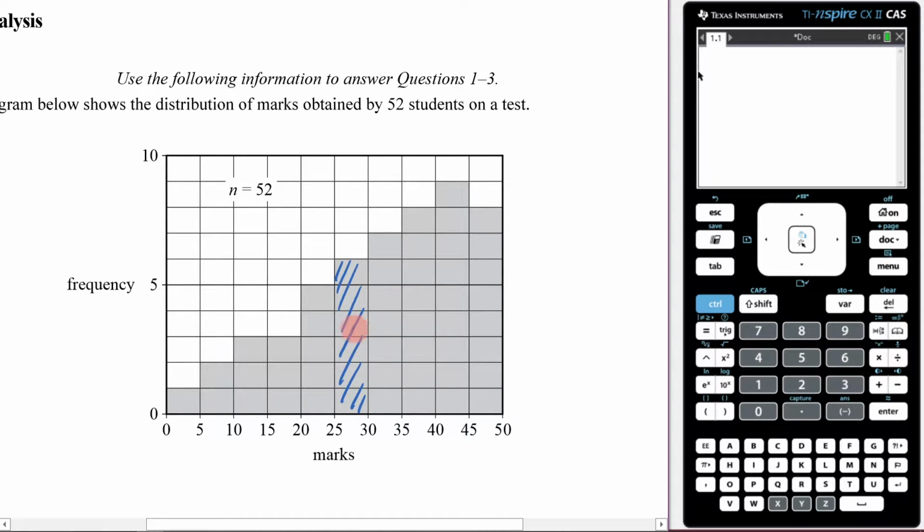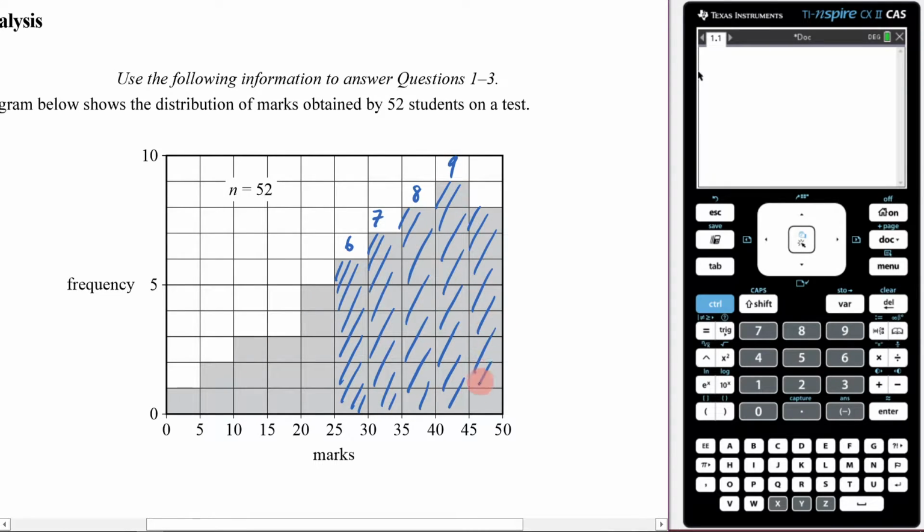So there are 1, 2, 3, 4, 5, and you should have just read it off there. There are 5 plus 1 is 6 there. This one here is going to be 7. This one here is going to be 8. This one here is going to be 9. This one here is going to be 8.